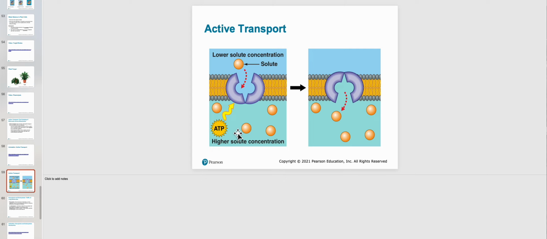We take off the phosphate group. We attach it to this purple, which is either a receptor or a channel or a transporter. It changes shape, as you can see here, and it allows something to come in. And then we remove the phosphate group, and it allows it to close up again. So we're going against the concentration gradient, and it does require ATP. And that phosphate group from ATP is going to cause a structural change, allow the item to come in, and then we remove the phosphate group, and it goes back to its original shape.